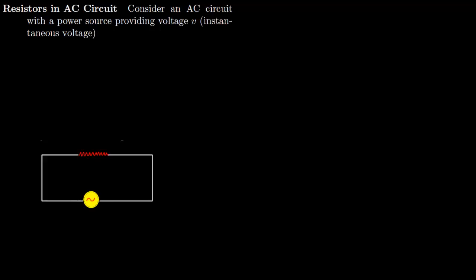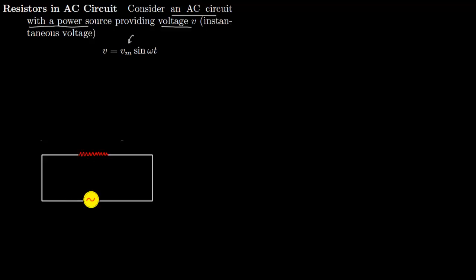We now talk about resistors in an AC circuit. So consider an AC circuit as in the diagram, and this AC circuit has a power source which provides the voltage V. Now since it is an AC circuit, this power source is sinusoidal. So you have this voltage V is equal to Vm times sine of omega t. So this Vm is the maximum voltage.